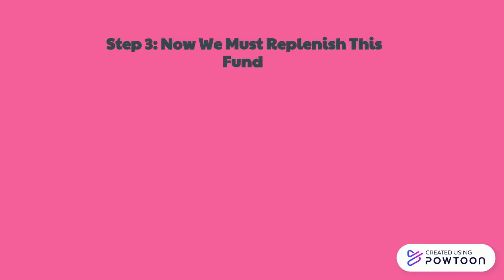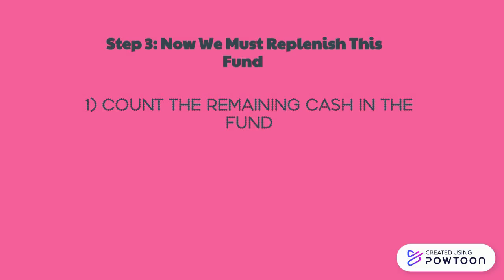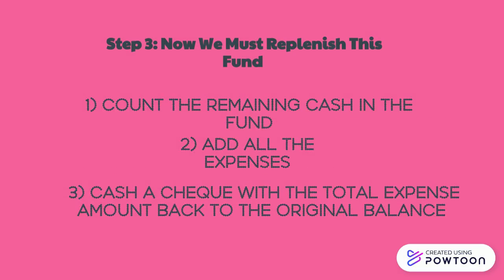If you think back to our steps before, we are now up to our third step. We must replenish the petty cash fund. Number 1, we must count the remaining cash in the fund. Then we must add all the expenses. Then finally, we will cash a check with the total expense amount back to its original balance.